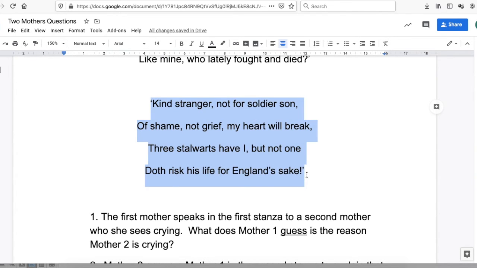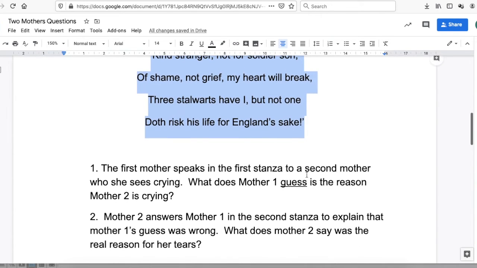Kind stranger, not for soldier son of shame, not grief my heart will break. Three stalwarts have I, but not one doth risk his life for England's sake.